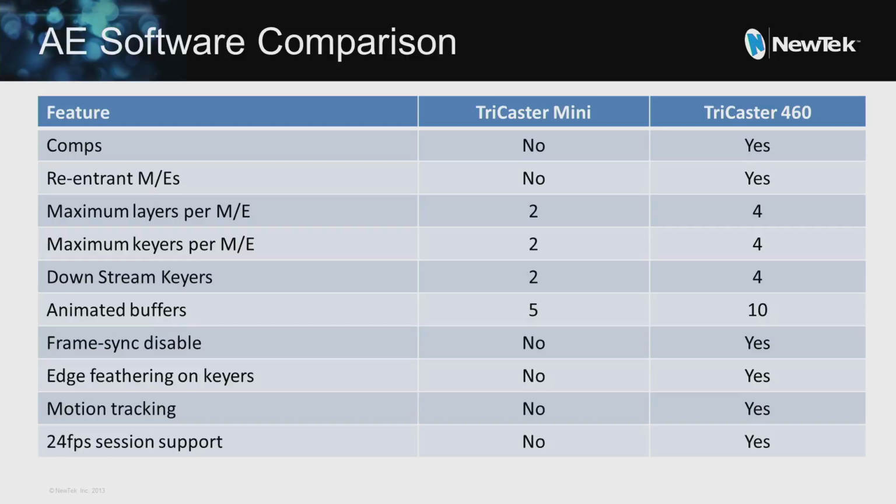Animated buffers. While both TriCaster Mini and TriCaster 460 include animated buffers, you get twice as many on the TriCaster 460. That just means more animation, more effects. I mean, that's the kind of stuff people like to see on screen. So while 5 is good, 10 is even better.